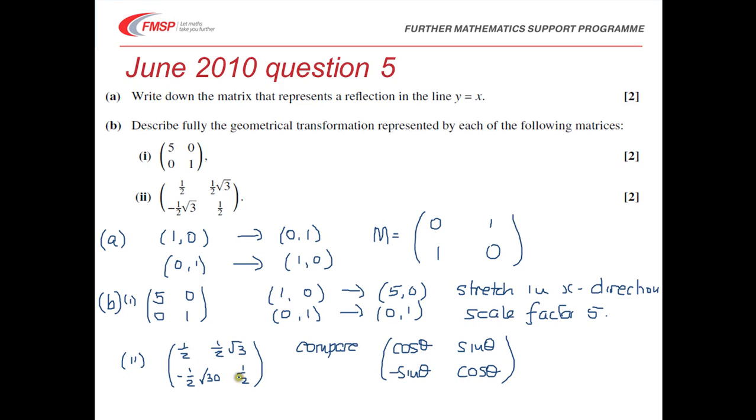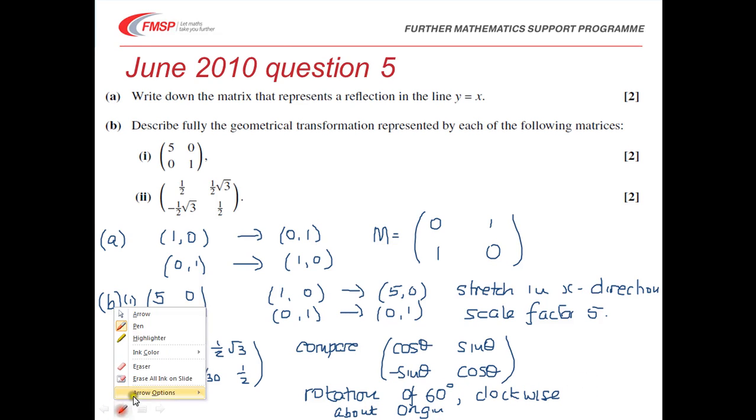So what angle has a cosine of a half? Hopefully you'll know that it's 60 degrees. And again, these are the same, and you should know that the sine of 60 is also root 3 over 2, or a half root 3. So it is a rotation of 60 degrees clockwise, so a rotation of 60 degrees about the origin, I could say here too. Clockwise.